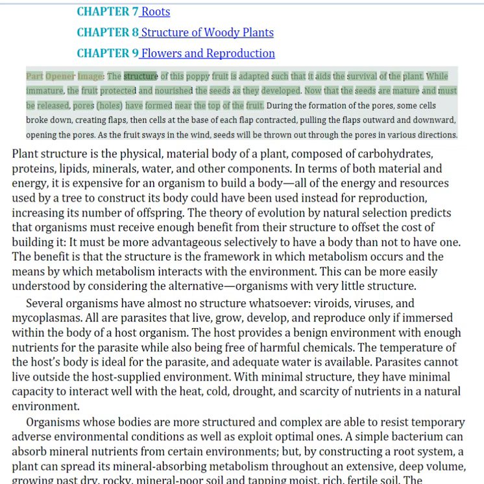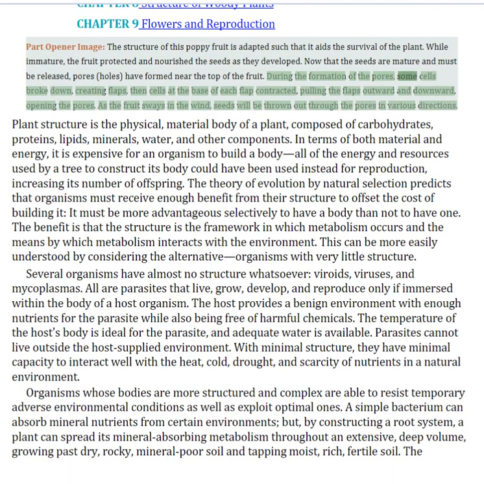Part Opener Image. The structure of this poppy fruit is adapted such that it aids the survival of the plant. While immature, the fruit protected and nourished the seeds as they developed. Now that the seeds are mature and must be released, pores have formed near the top of the fruit. During the formation of the pores, some cells broke down, creating flaps, then cells at the base of each flap contracted, pulling the flaps outward and downward, opening the pores. As the fruit sways in the wind, seeds will be thrown out through the pores in various directions.